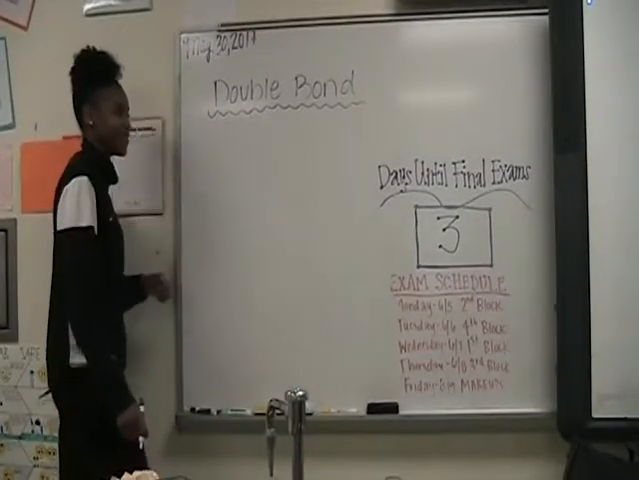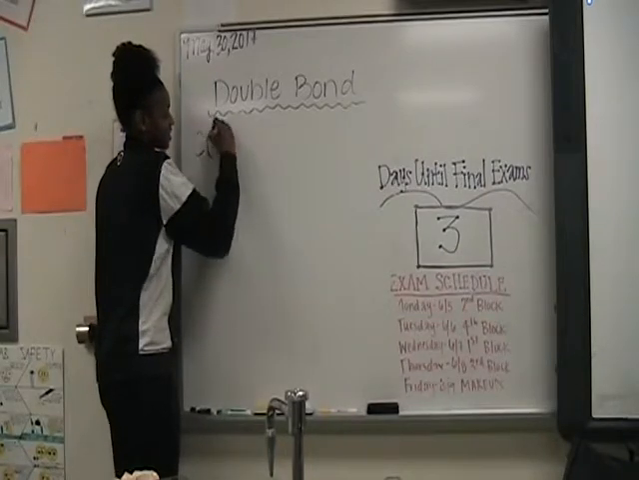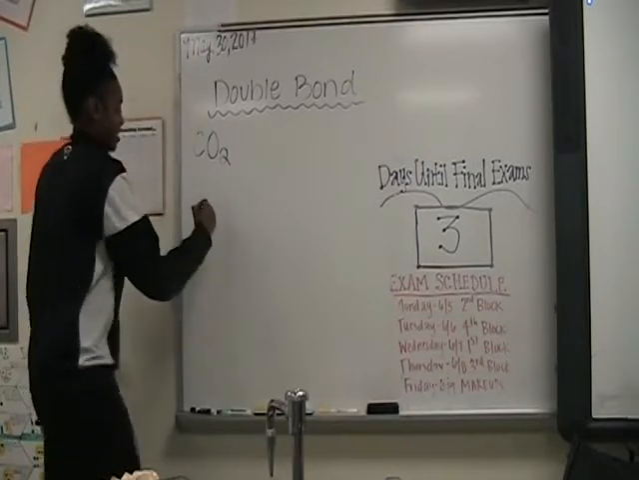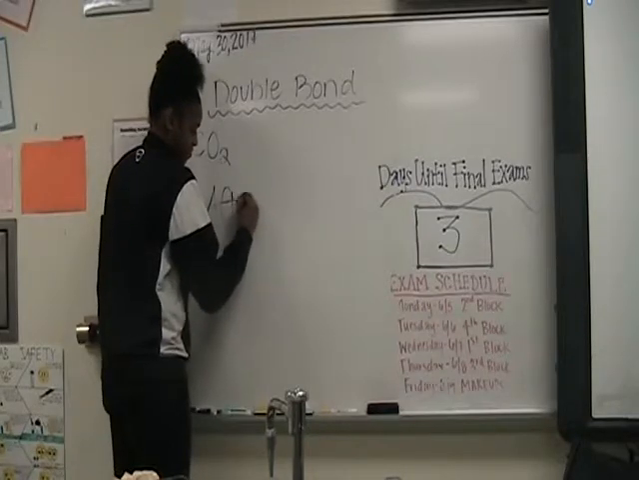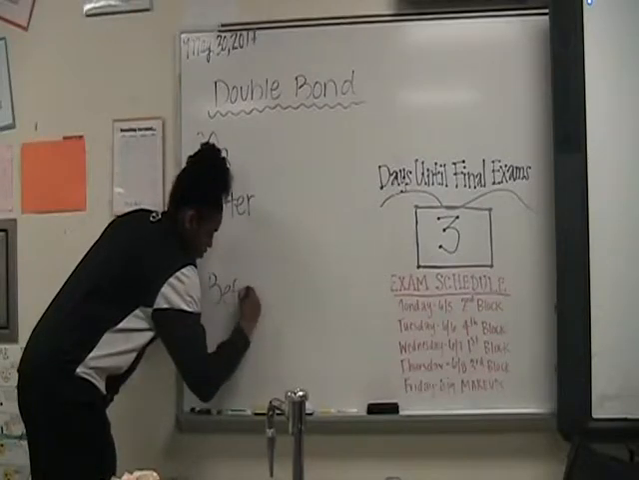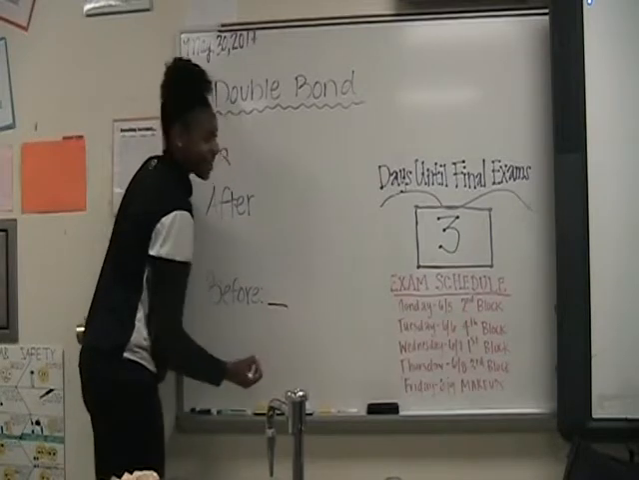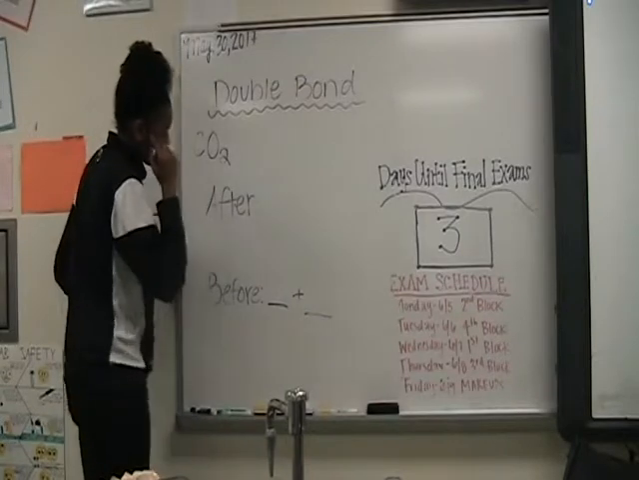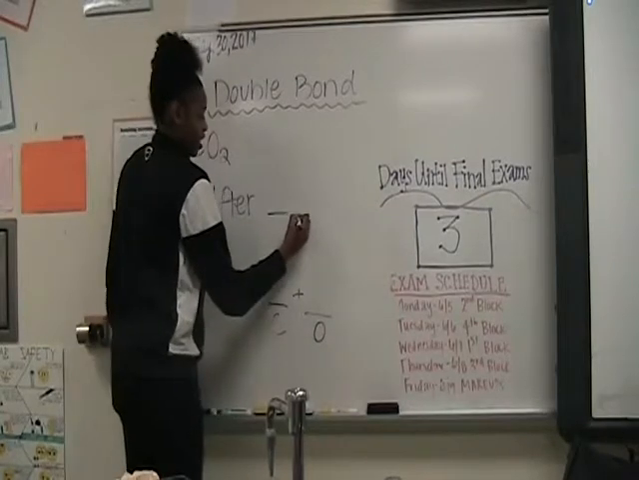Alright, this is an example of a double bond. A double bond will be CO2, which is carbon dioxide. Alright, so you start off with your after on the top and your before on the bottom. Draw 2 lines, 2 lines for the amount of elements that you got. One will be carbon, the other one will be oxygen. Same for the after.